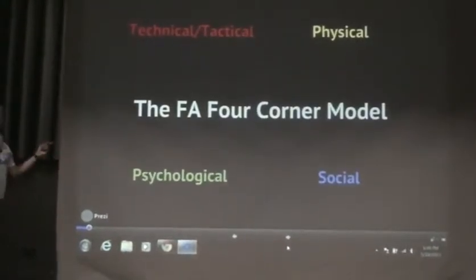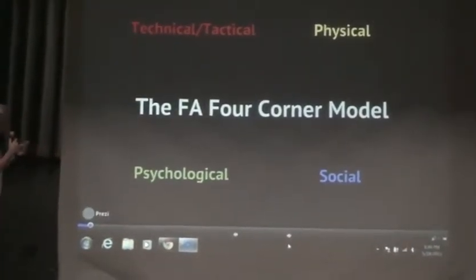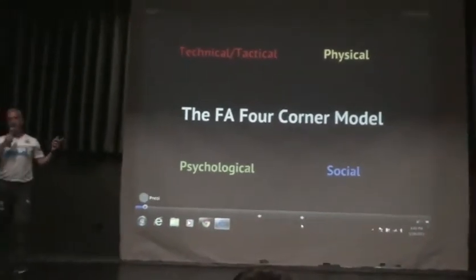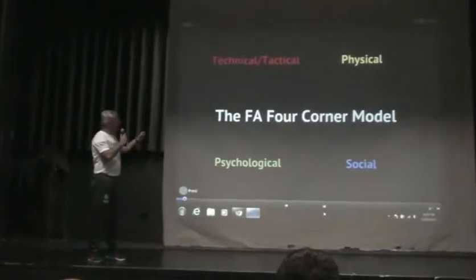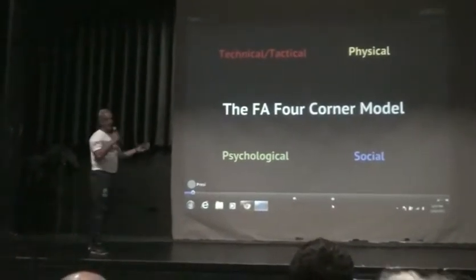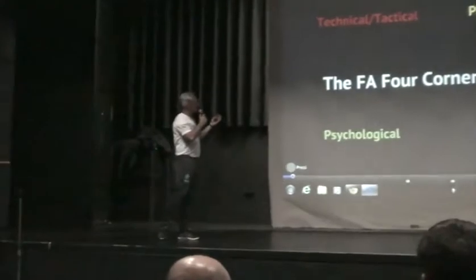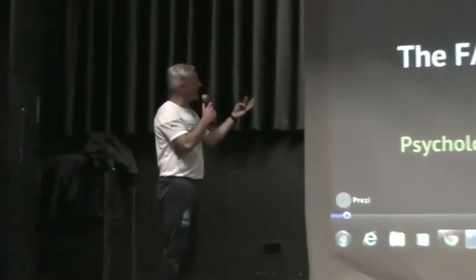Right. The FA, the Football Association in England, came up with a model a few years ago, a model for coaches to work from, to really help them focus their coaching to help maximize talent. So the model that they came up with was the FA four-corner model. And as you can see, it's split into different areas of the game, or different attributes of the player. So we start with the technical and tactical side of things, which is obviously your skills and your knowledge of the game.